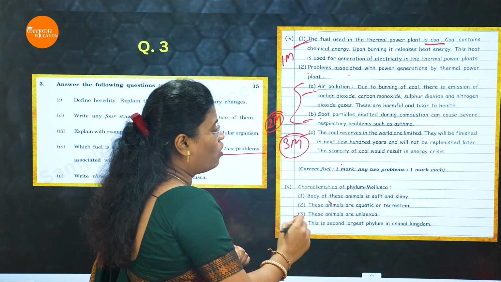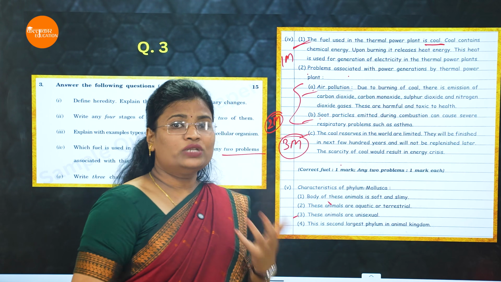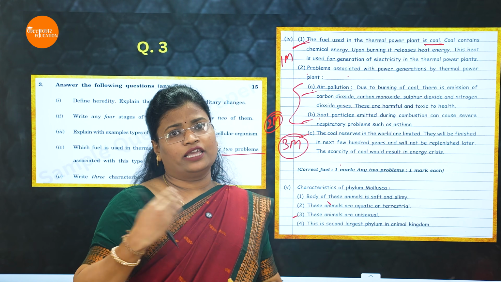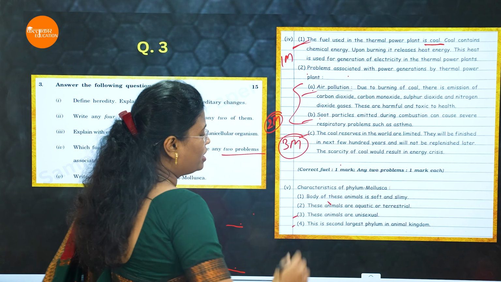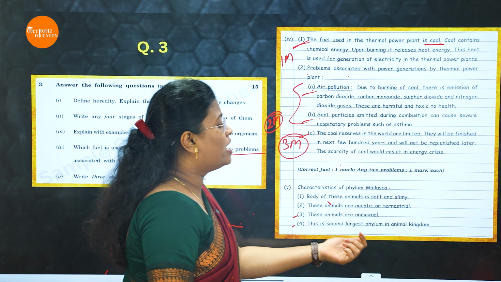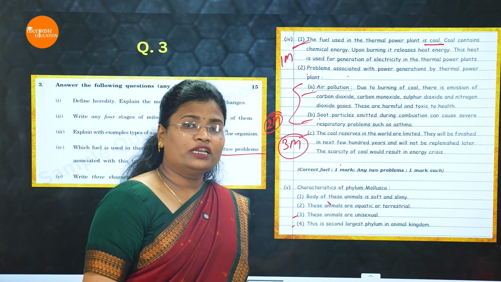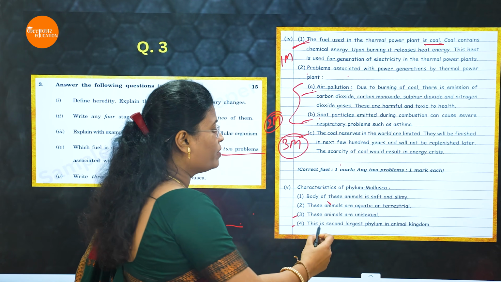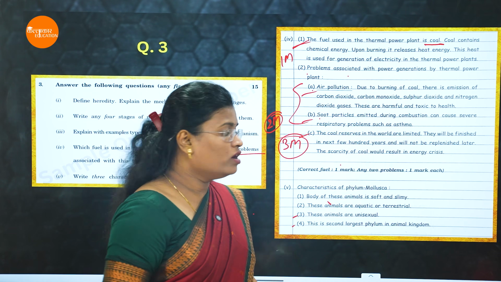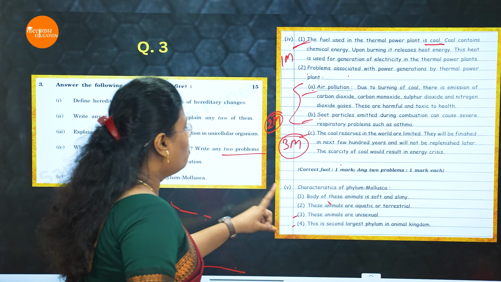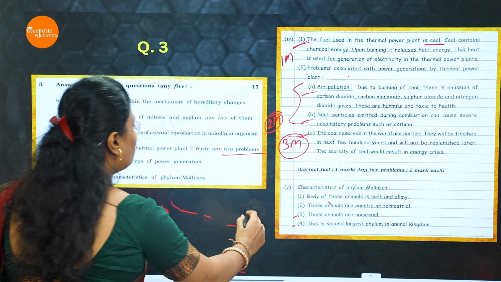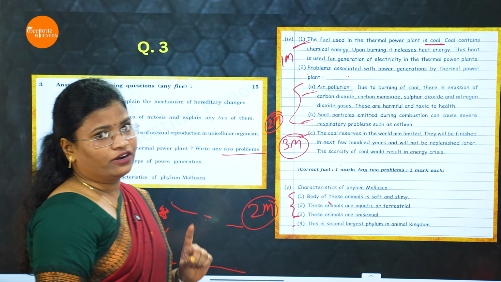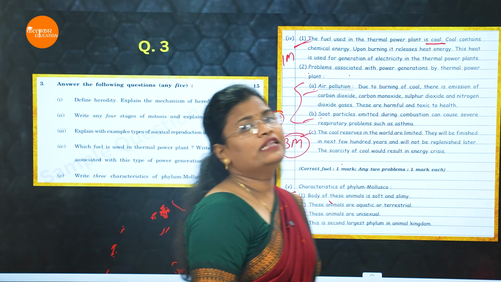Third point is what? These animals are unisexual. Unisexual means either they can be male or they can be female. Fourth point is what? This is the second largest phylum in the animal kingdom. The first largest phylum is phylum Arthropoda, and the second largest phylum is phylum Mollusca. So for this you will get 2 marks for any of the three characteristics. Let's move towards the next question.